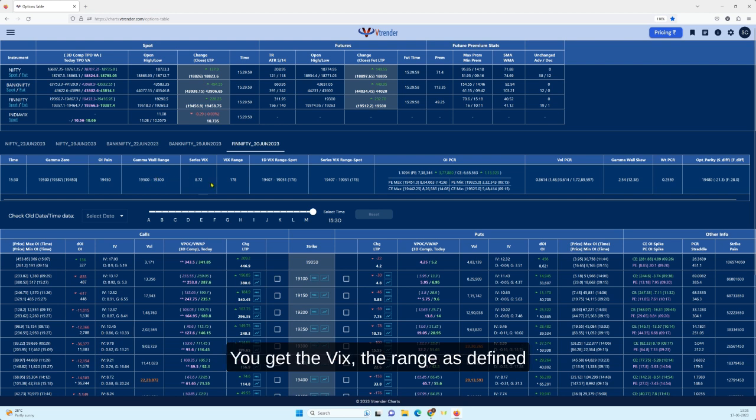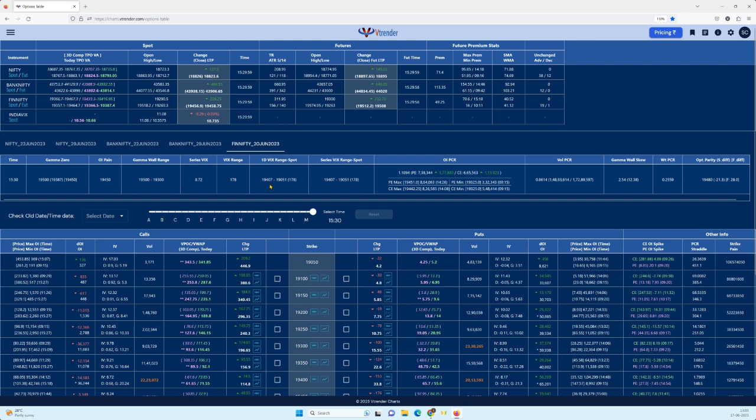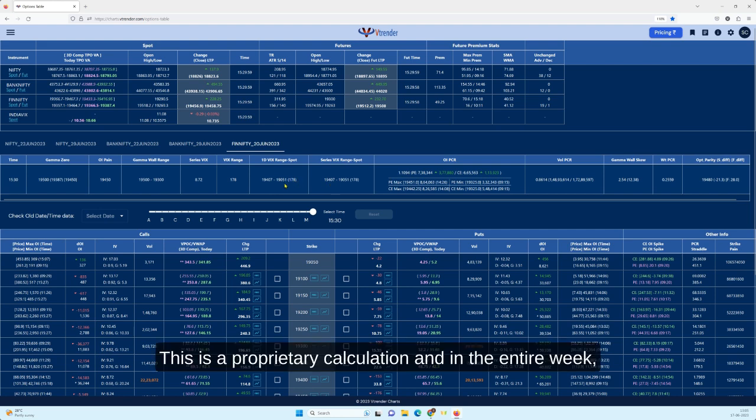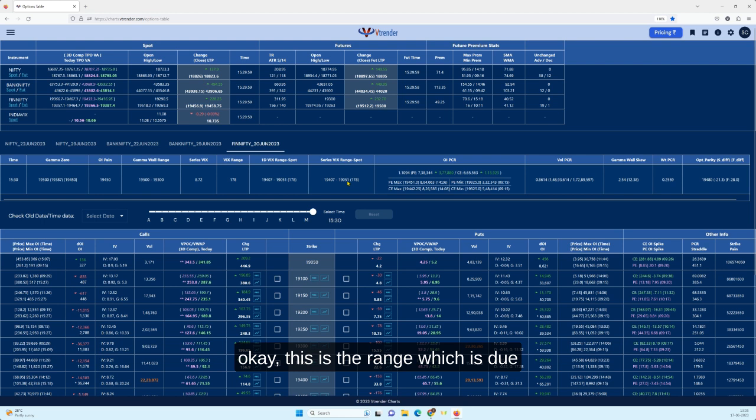You get the VIX range, as defined by the VIX, about how much this instrument can move, and the 1 day range. So within this, the VIX says that it can remain between 19,400 and 19,051 only. This is a proprietary calculation, and in the entire week, this is the range which is due. The open interest put call, the volume PCR, and the skew, etc., is measured over here.